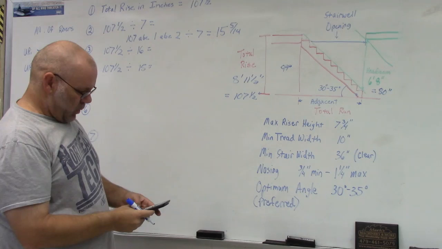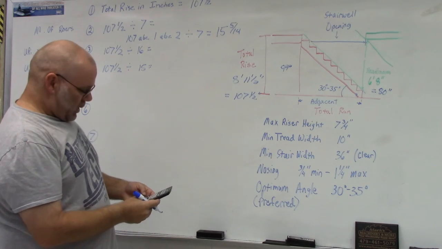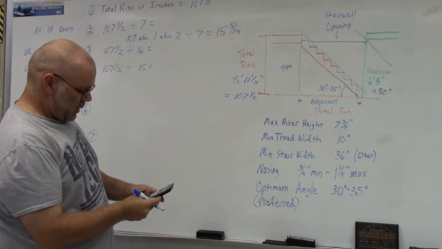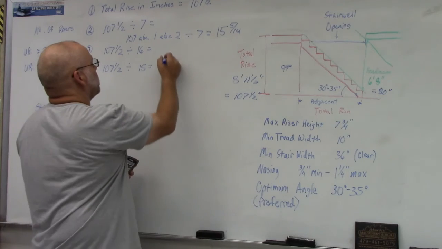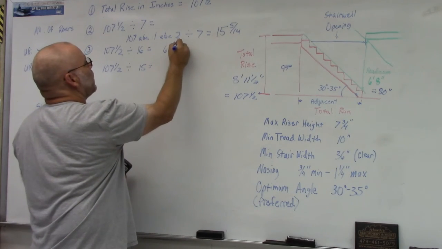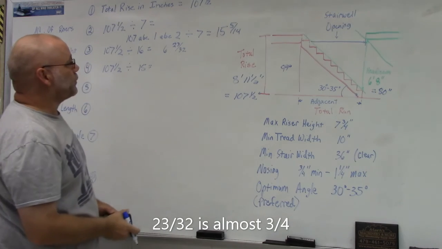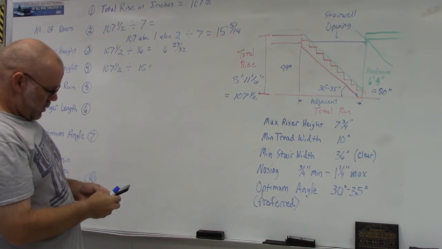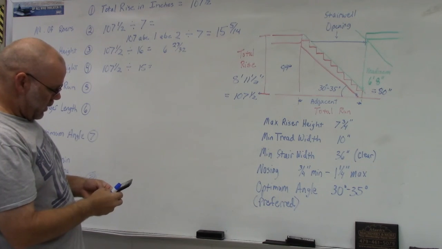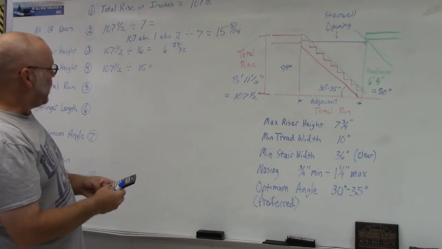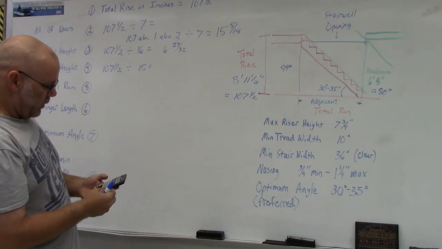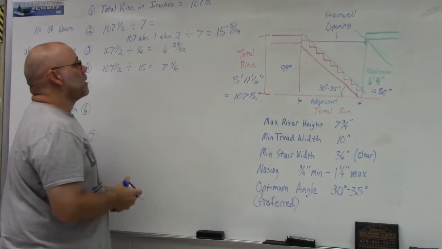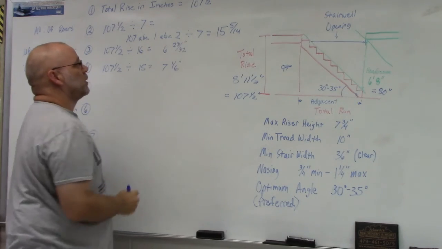So again, 107 ABC 1 ABC 2 divided by 16 equals 6 and 23/32. Then I'm going to take the second one: 107 ABC 1 ABC 2 divided by 15 equals 7 and 1/6. These are both in inches.